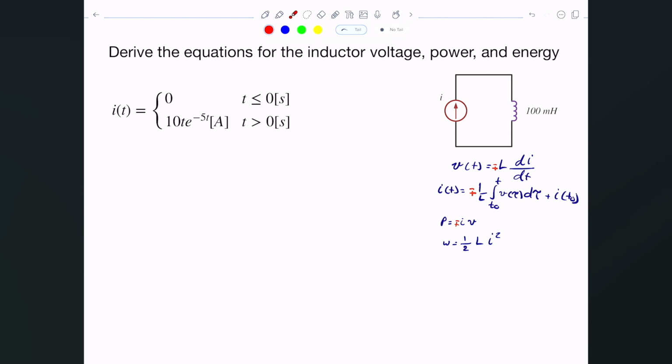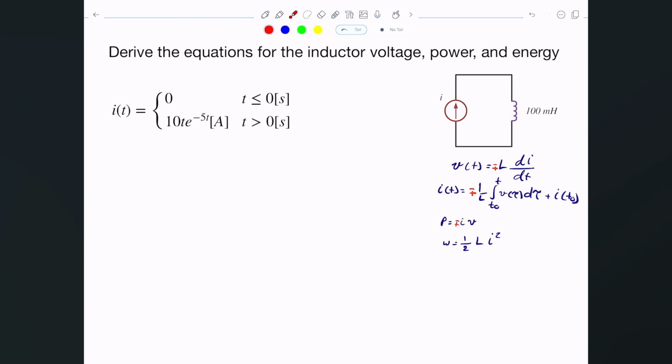Well, what's the derivative of 0? That's 0 for t is less than or equal to 0 seconds. What's the derivative of the other part? I want to multiply 0.1 times 10 times t e to the negative 5t, and I'm interested in the derivative of that. The 0.1 times 10 is 1, so what's left is the derivative of t e to the negative 5t, which is 1 times e to the negative 5t, and then minus 5 t e to the negative 5t.